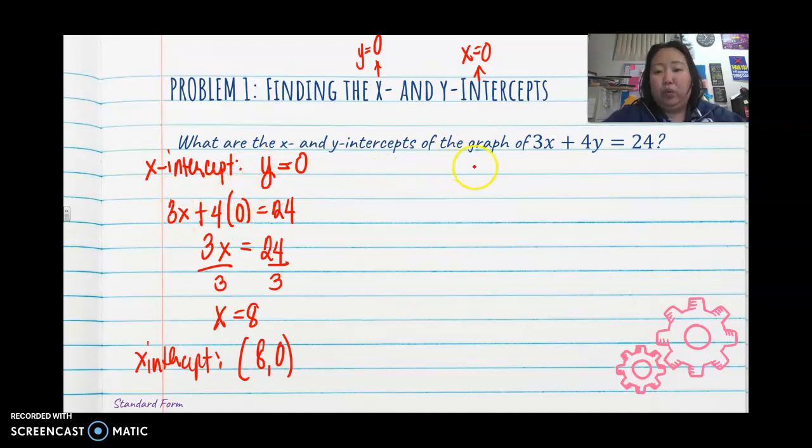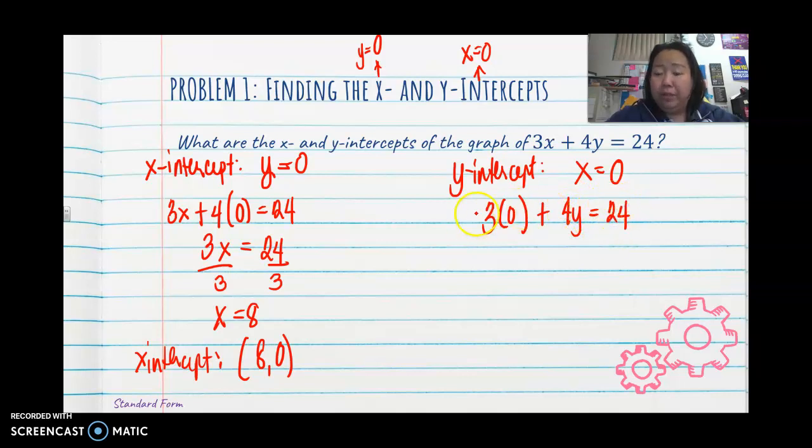So now, let's work with the y-intercept. For us to know where the y-intercept is, what do we do? We're solving for y, so we make the other variable, which is x, equal to 0. Same scenario, but this time the x will now be replaced by a 0, and then we have 3 times 0 plus 4y is equal to 24. And 3 times 0, that's going to be 0. So we end up with 4y equals 24. Solving for y, we divide by 4 on both sides, and so y is equal to positive 6.